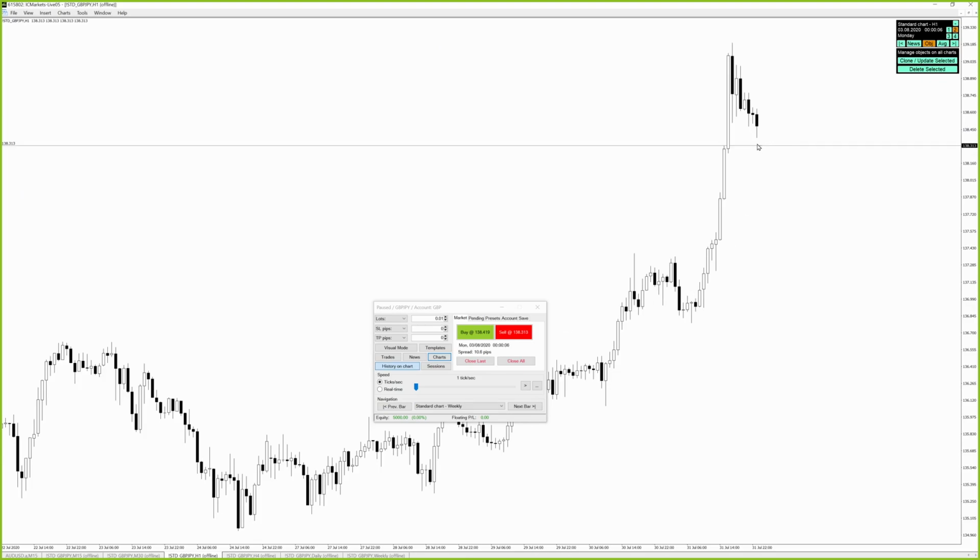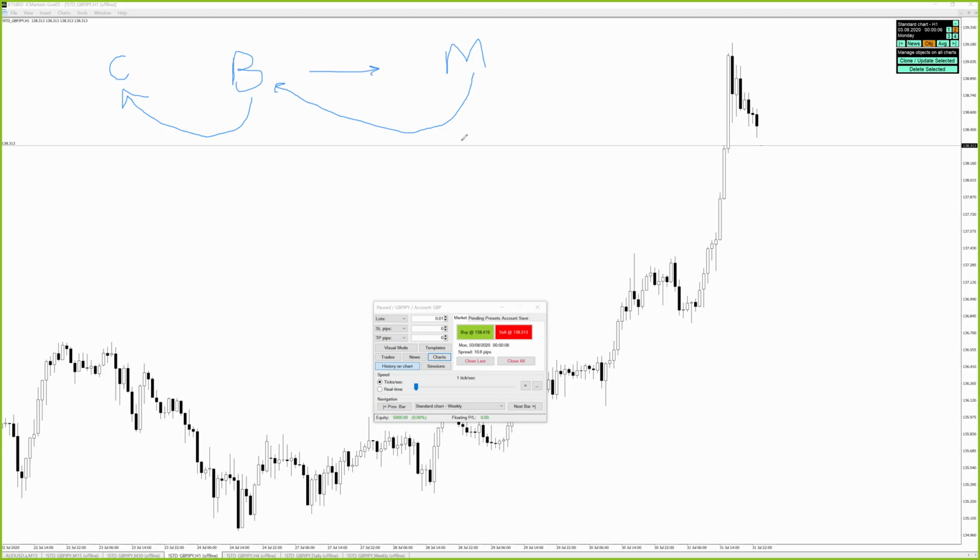So now we have to understand why a gap happens. Let me try to explain this the best way I can. You have the brokers, and then you have the market. The market sends the prices to the brokers. So when the brokers are open and the market is open, the market is constantly sending prices to the brokers, and then the brokers send prices to your charts.